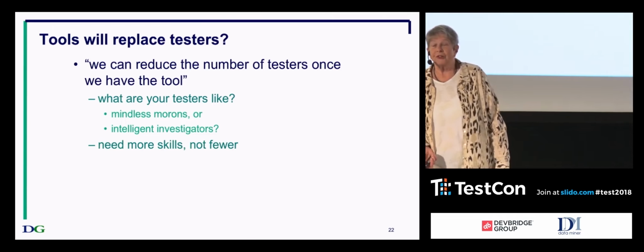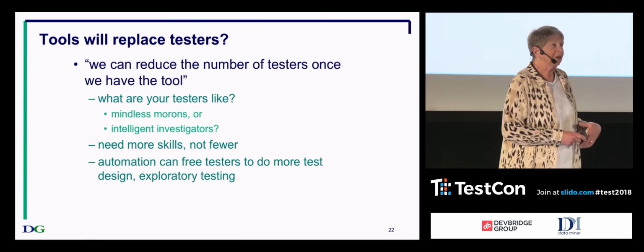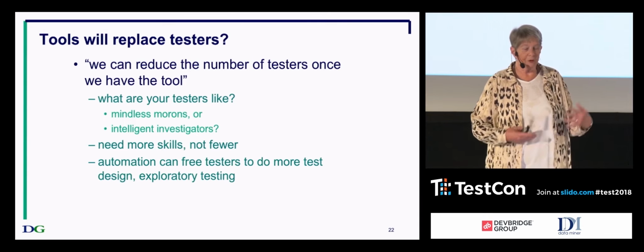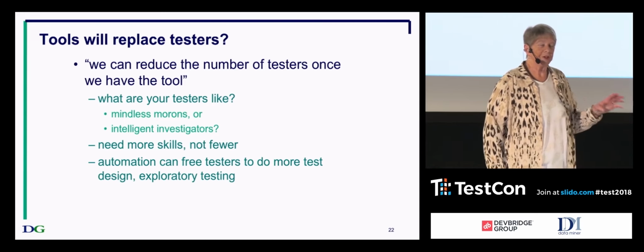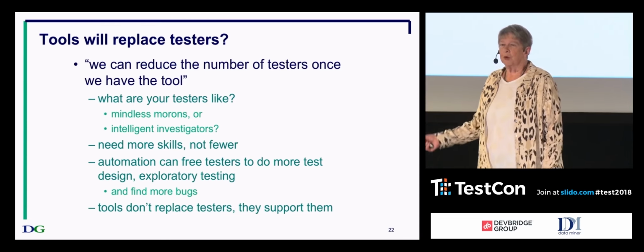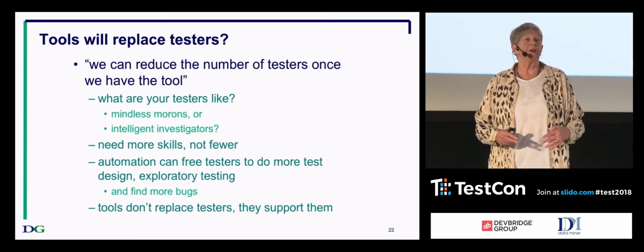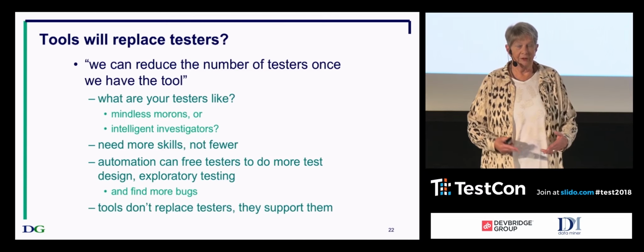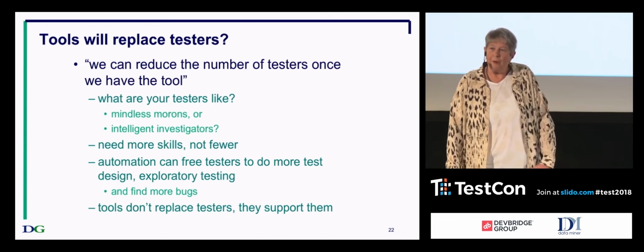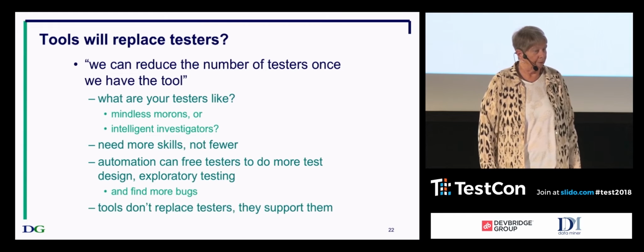So we need more skills, not fewer skills. Automation is good because it can free the testers to do more manual testing, more exploratory testing, and more test design for the automated tests. And therefore, they find more bugs. It's not the automation that found the bugs, though. The automation enabled the testers to find the bugs. I think that's an important distinction. So remember, the tools don't replace testers, they support them.